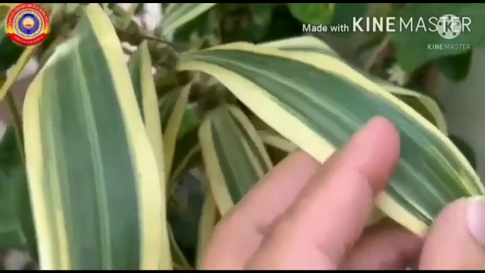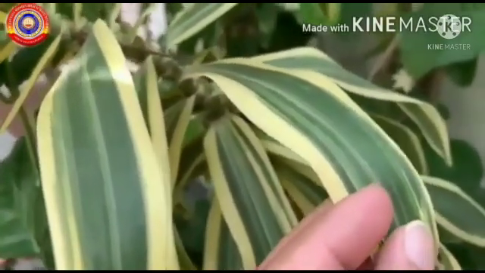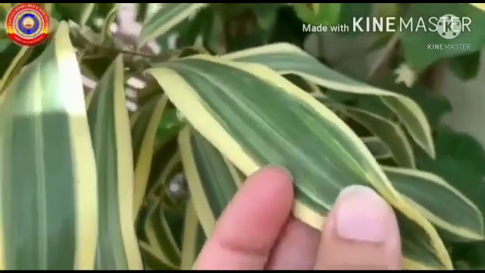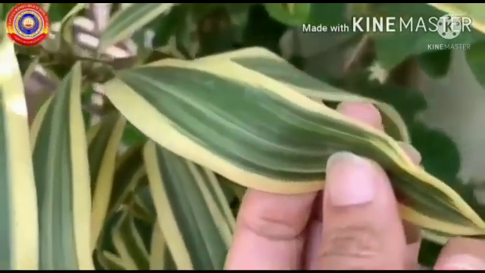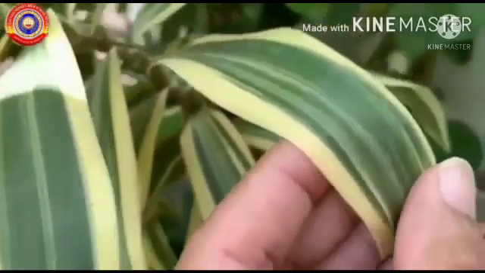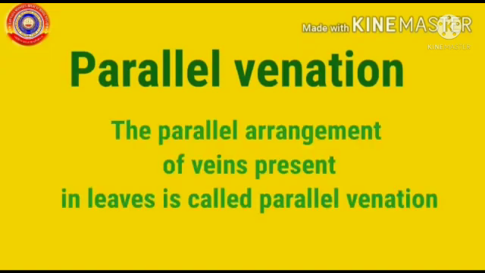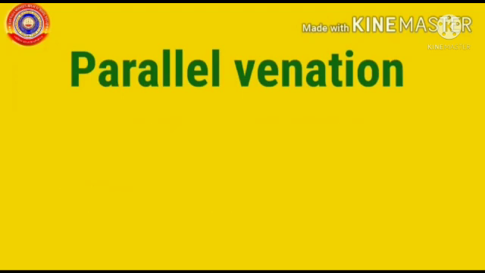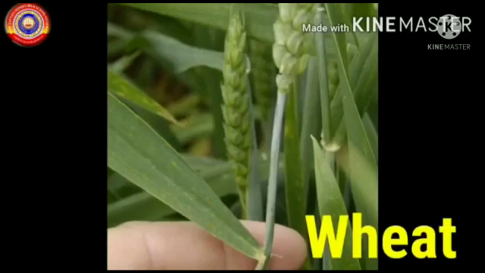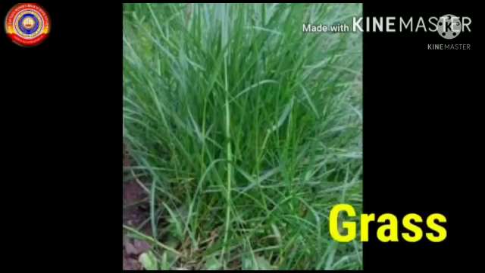Next is parallel venation. In parallel venation, all the veins are parallel to each other. There is no prominent main vein and side veins. The parallel arrangement of veins present in leaves is called parallel venation. Parallel venation is present in wheat, grass and bamboo.